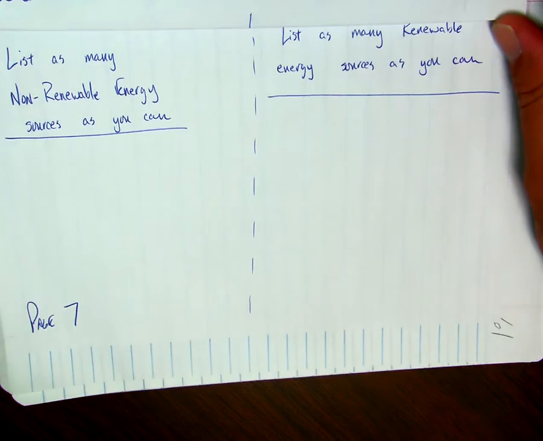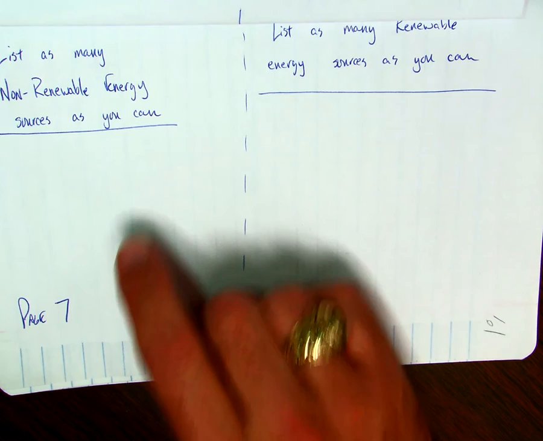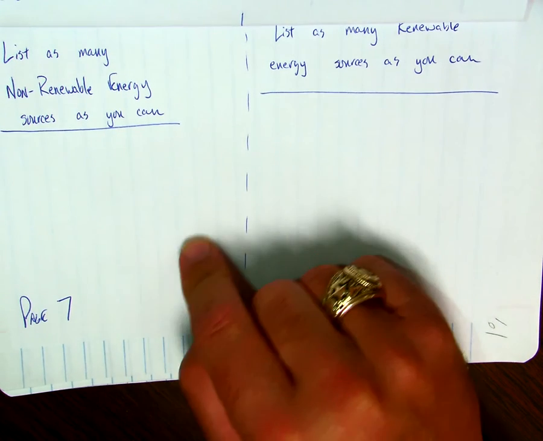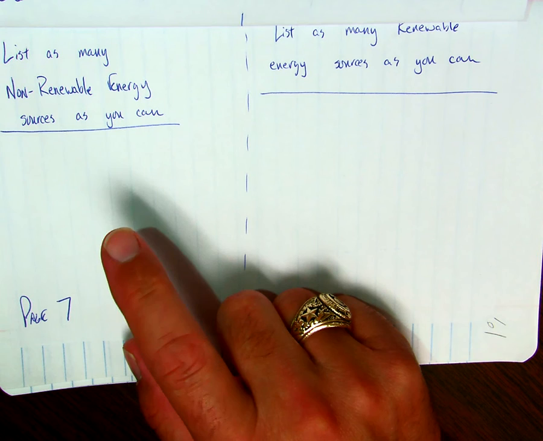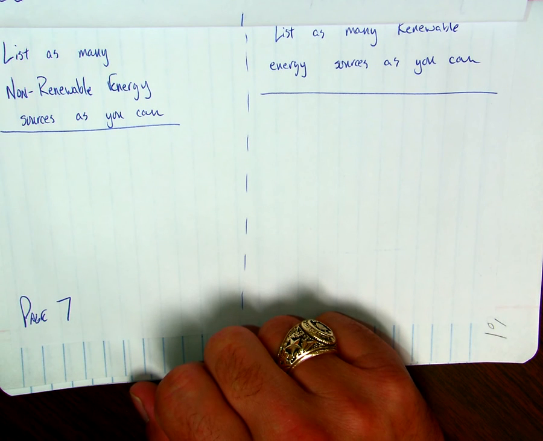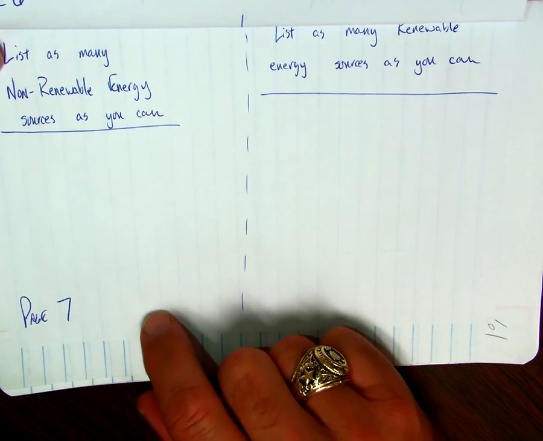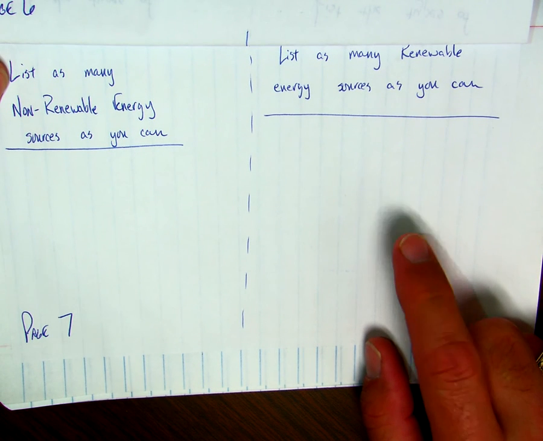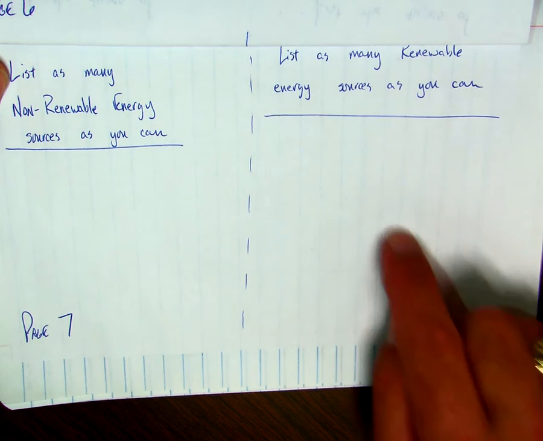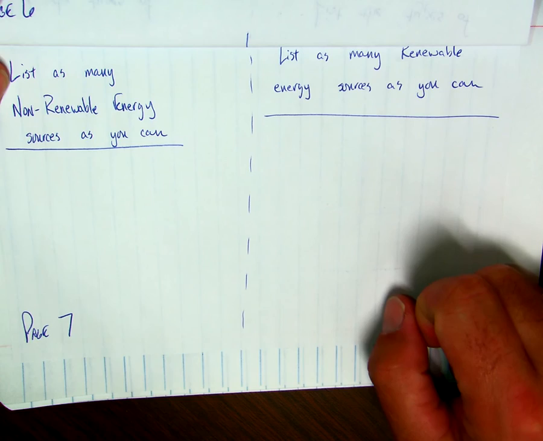And for our last page, on page 7, I want you to list as many non-renewable energy sources as you can. So just go right down the list. You can look these up using a device, or you can look these up in your red book. And then on this side of page 7, I'd like for you to list as many renewable energy sources as you can over here on this part of page 7. So that's going to be our energy fold.